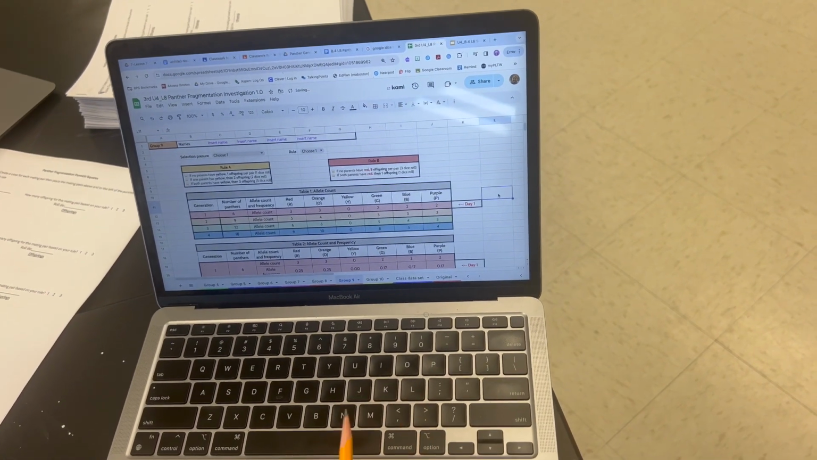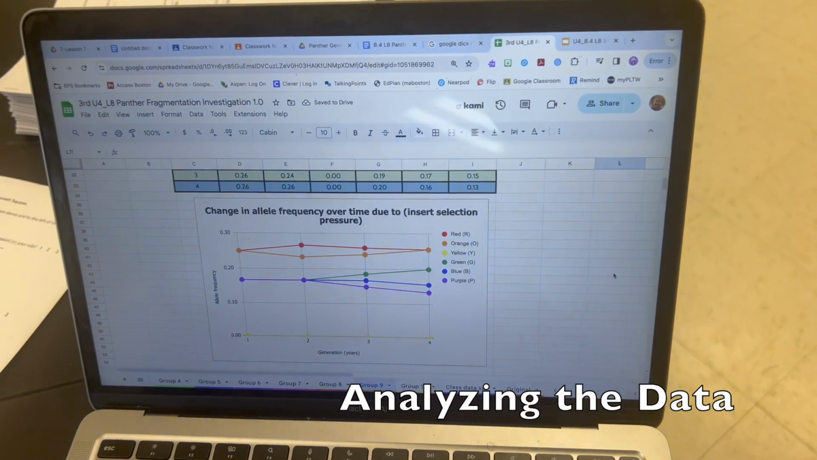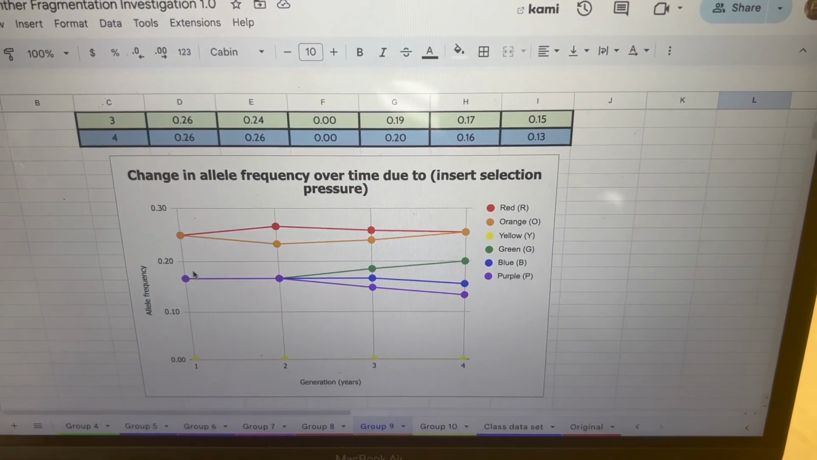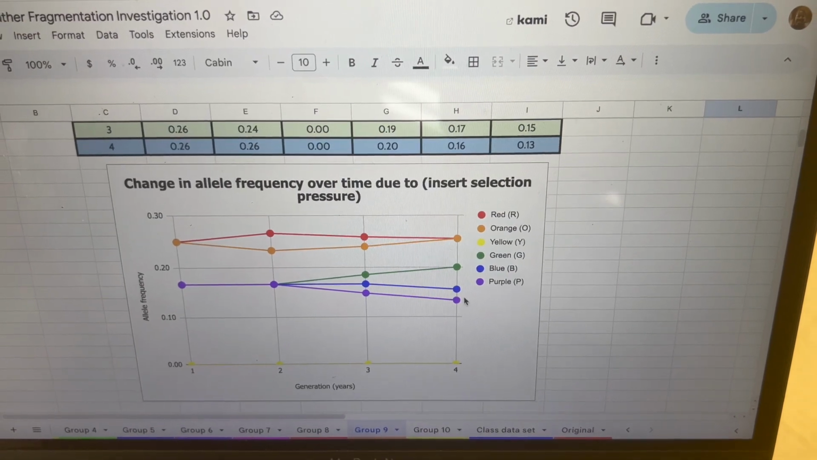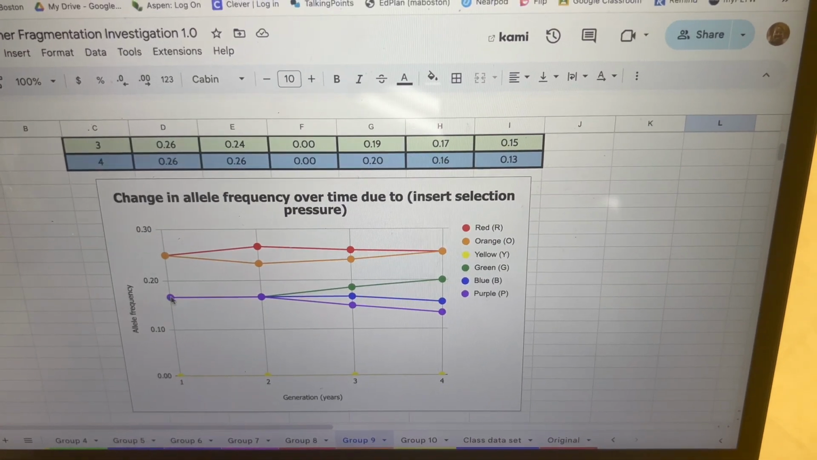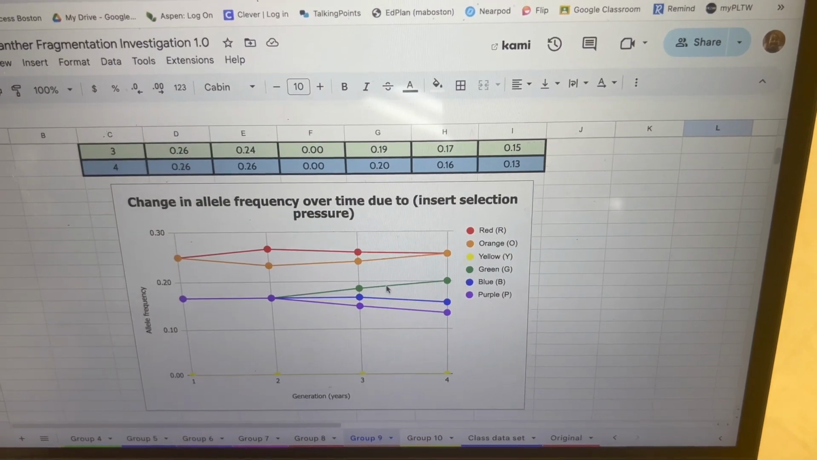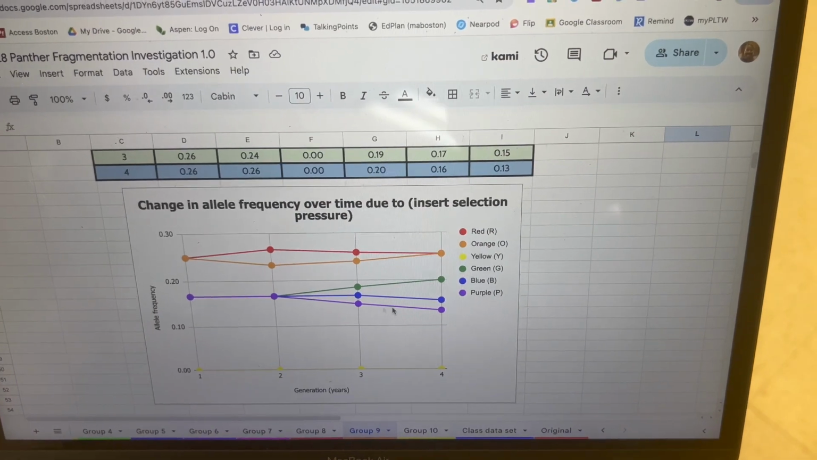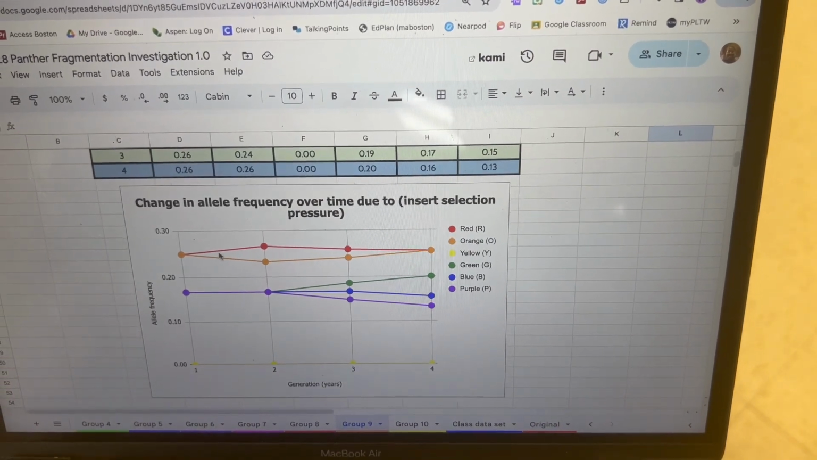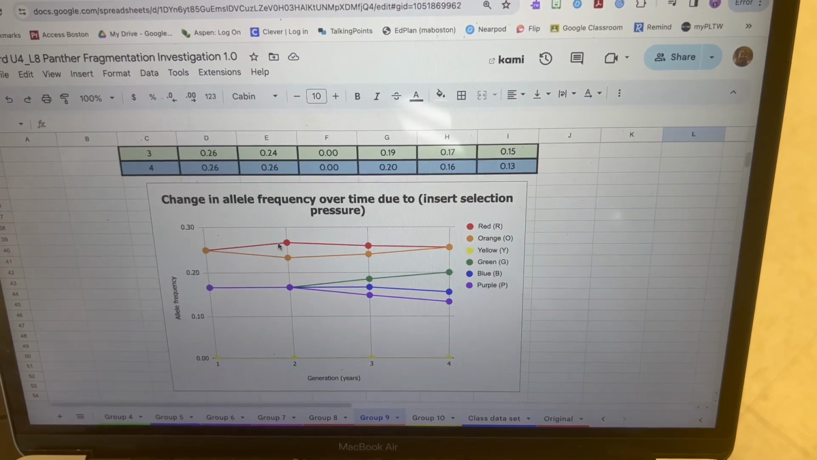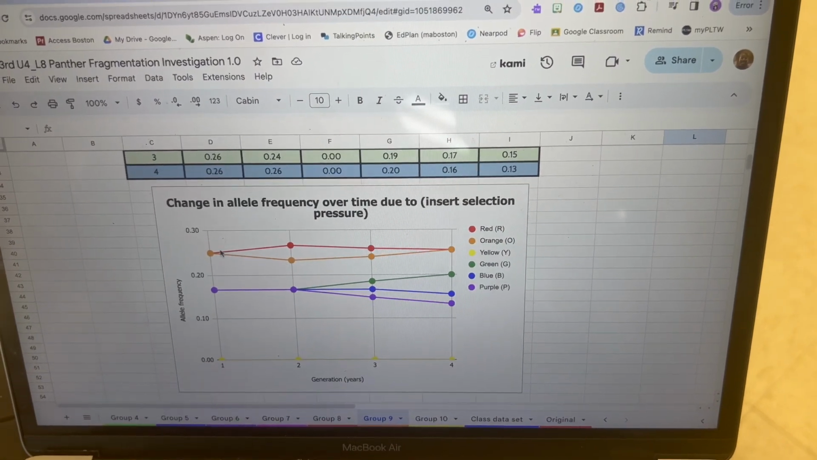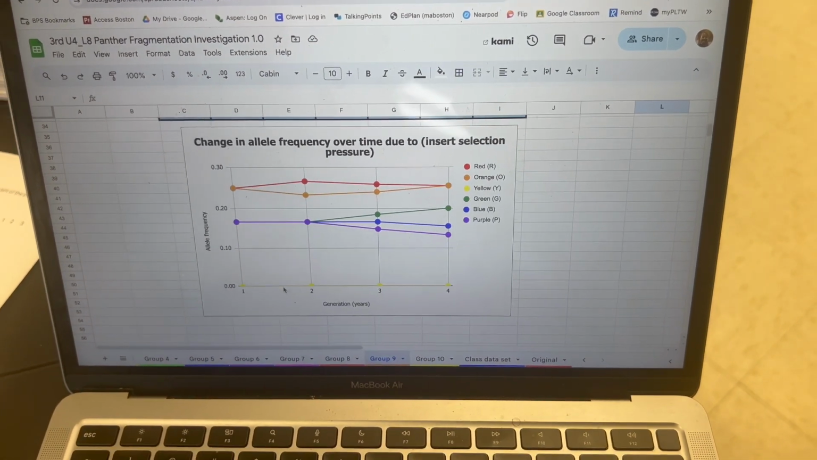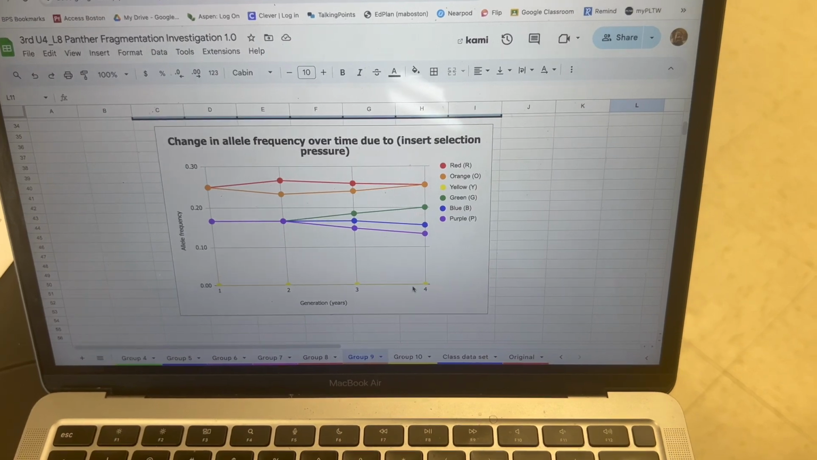So now, when we go down to our graph, what you're going to see is over the years what has occurred. So we see that initially the green, blue, and purple all had the same allele frequency, but over time the green increased, the blue decreased, and the purple decreased the most. And then what you see for our orange and red is that over time they stabilized, but there was a point when the orange decreased and our yellow continued to not exist in the population by chance.